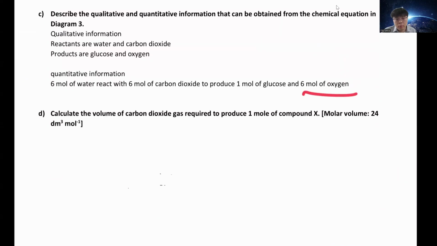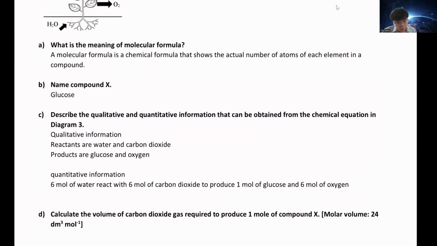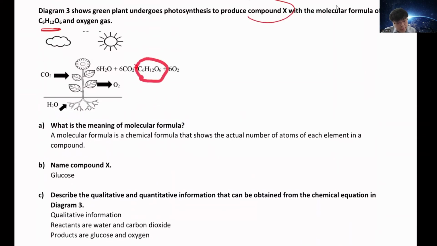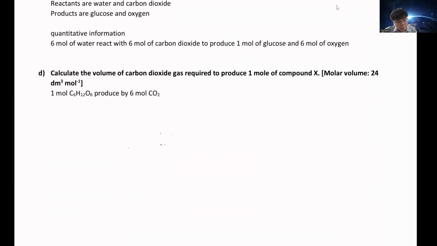But calculate the volume of carbon dioxide gas produced when 1 mole X. So you see the ratio between this and carbon dioxide is 1 to 6. So you mention 1 mole glucose is produced by 6 mole carbon dioxide. So now I got carbon dioxide is 6 mole, then times the volume 24 will be 144 dm3.